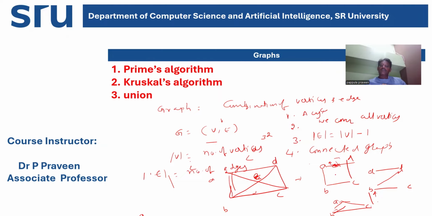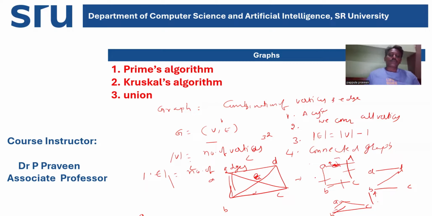Now, do we cover all the vertices or not? Yes, we cover all the vertices. Now how many edges are there? Total how many vertices? Four vertices. So how many edges are there? This is 1, 2, 3. 4 minus 1 is 3. And connected? Yes, it is absolutely a connected graph. So this is called the spanning tree or spanning graph.